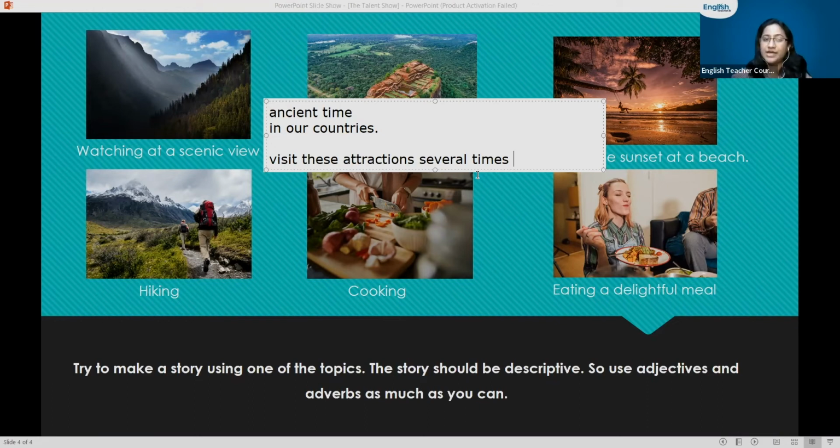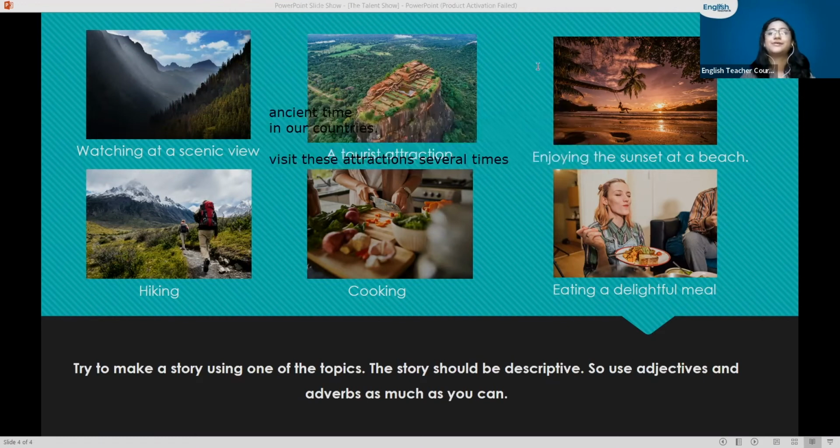And after the word ancient, ancient time should come. And also in one of the sentences there was a phrase called of our country. It should become in our country. It was my mistake. Okay. Those are the main points that I noticed. And overall, it was great. Thank you very much. Thank you, teacher.